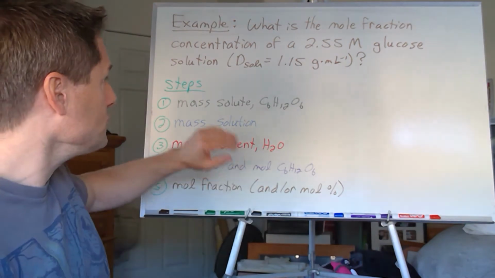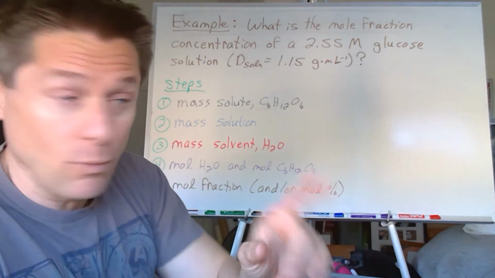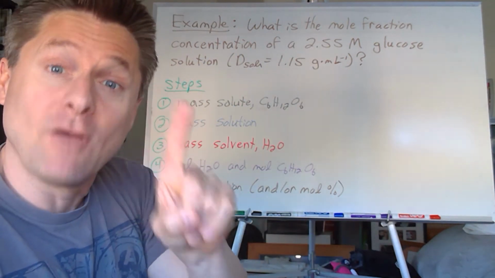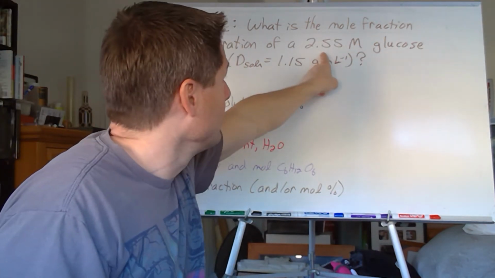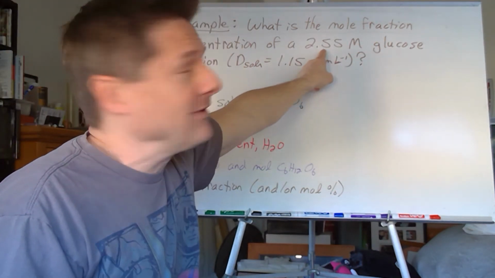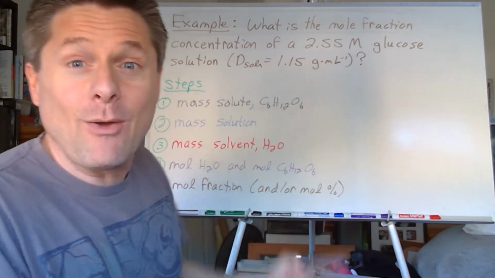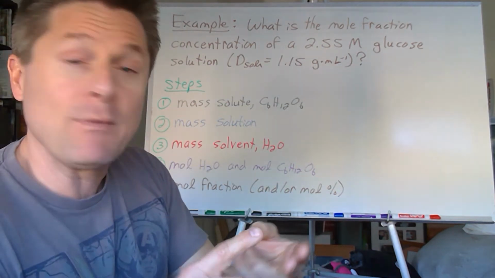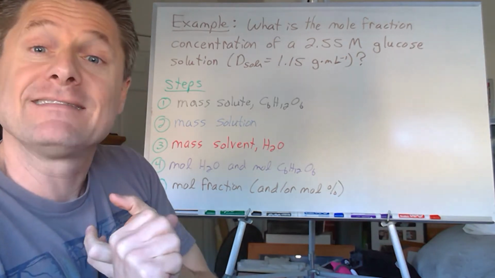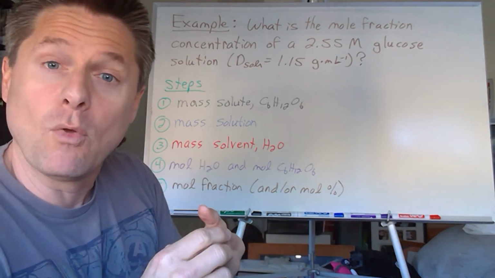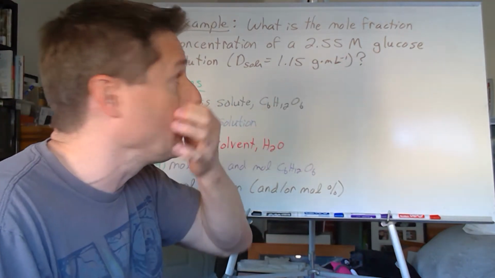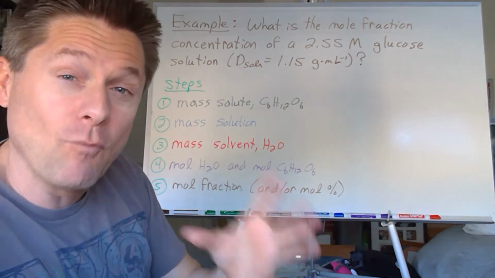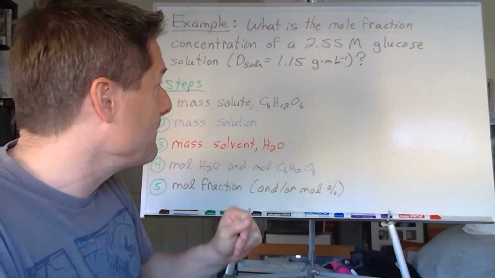So here we go. We want the mole fraction, so we need the moles of the solute. In this case, we only have one solute. We need the moles of glucose. That'll be easy. All right, it's right there. This is 2.55 moles per liter. We already know it. Yay! And we need the moles of all the components. So we need the moles of the water and the moles of the glucose. So we already know the moles of glucose. Extracting the moles of water out of this is going to be a little more tricky.